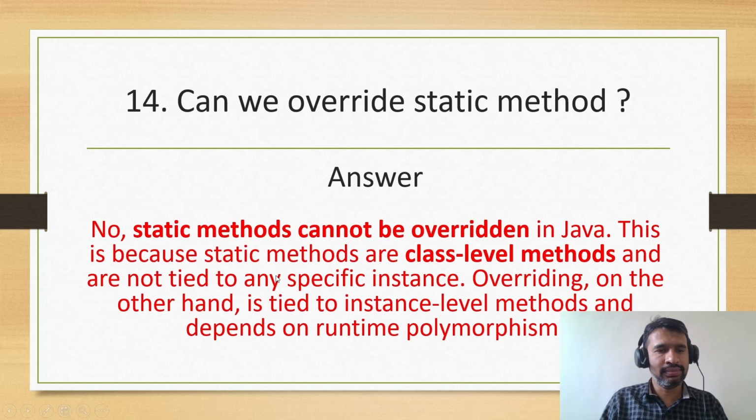So let's see the answer. Static methods cannot be overridden because it's a class level method. It's bound to a class. It's not tied to any specific instance. So you can only override if it is tied to an instance. Instance level methods can be overridden. That is nothing but non-static methods.